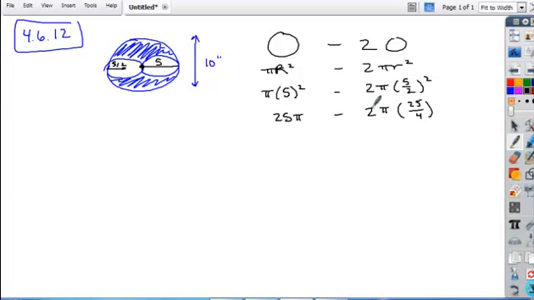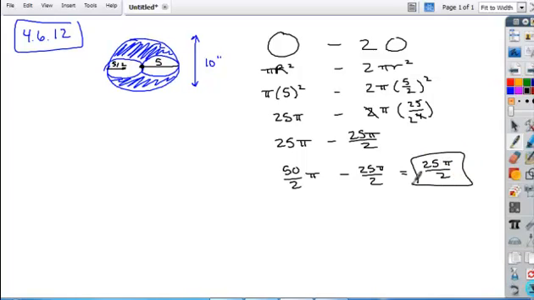And then now I can cancel my fraction a little bit. 2 goes into 4 twice. And so I'm left with 25 pi minus 25 pi over 2. And well, 25 is how many halves? If I were to write this in terms of half pi, it'd be 50, right? So 50 halves pi minus 25 halves pi. Just to put those into fractions, and so now I can combine them. 50 minus 25 leaves me 25 pi over 2.